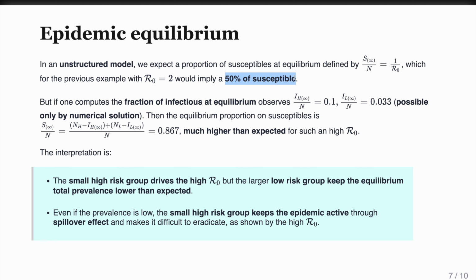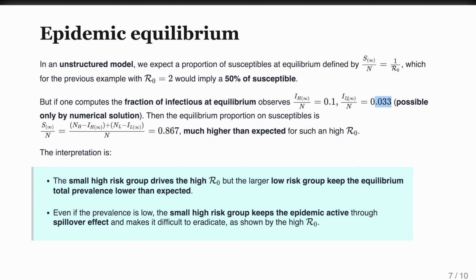Instead, the reality is quite different from this. So to calculate the actual fraction of susceptible in equilibrium, first we need to calculate the fraction of infectious people at equilibrium. In this case, with the numbers from before, these fractions will be 10% of the population considered in the high risk group, and 3% of the population considered the low risk group.